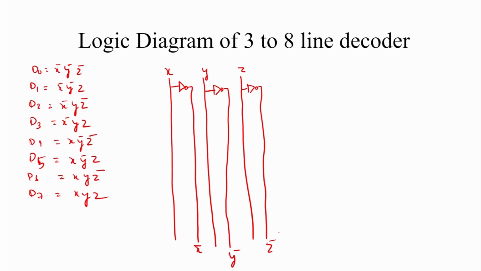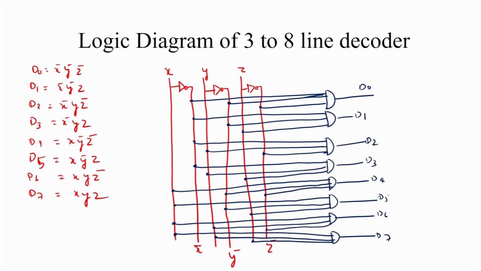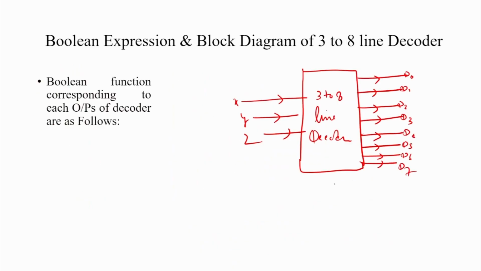Now, we have x complement, y complement, z complement. For designing the circuit, we take x complement, y complement and z complement, and all 3 are connected by using a single NAND gate. This represents D0, and this represents D7. This is the logic diagram of the 3 to 8 line decoder, and the previous one is the block diagram of a 3 to 8 line decoder.